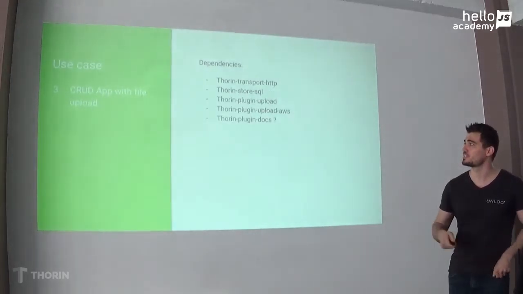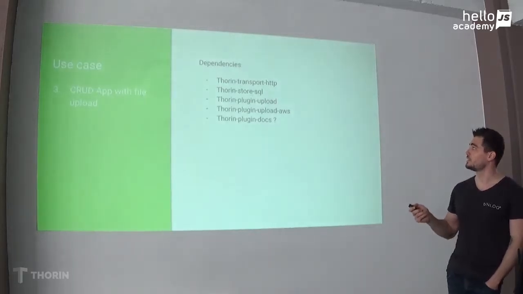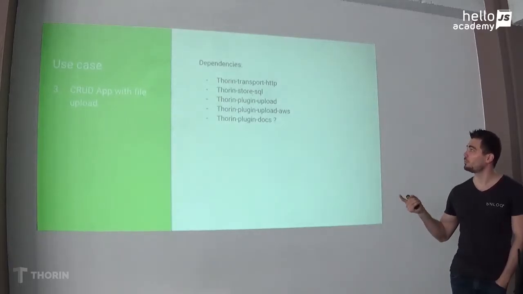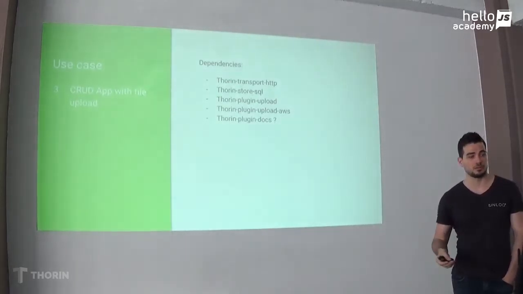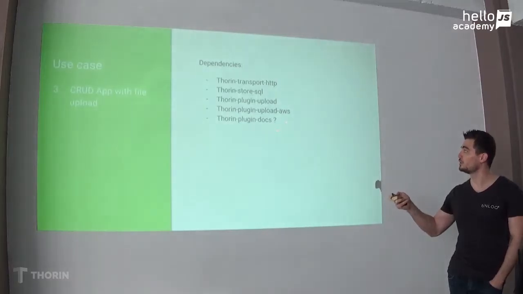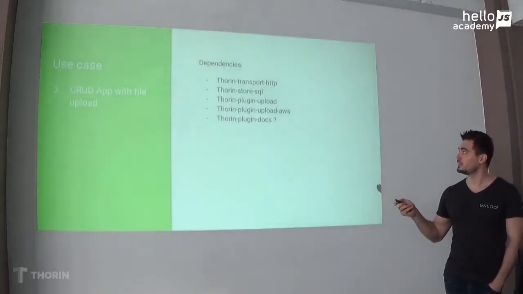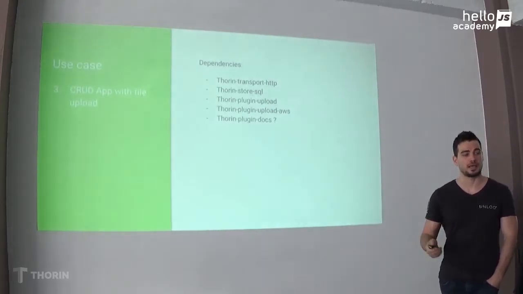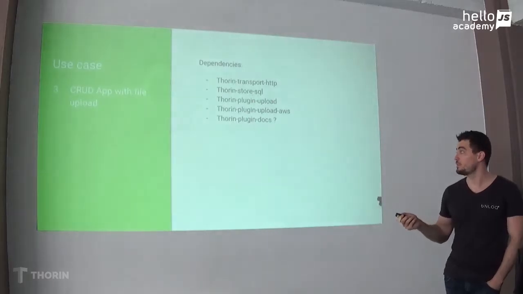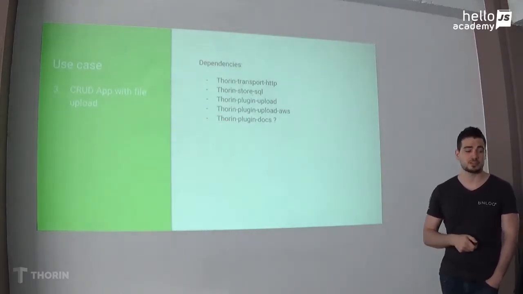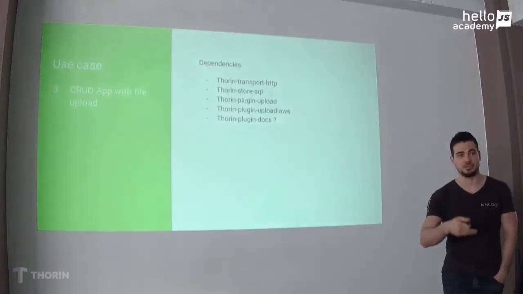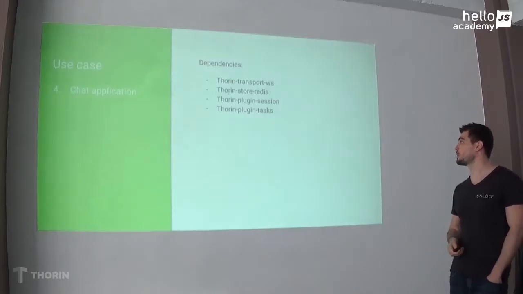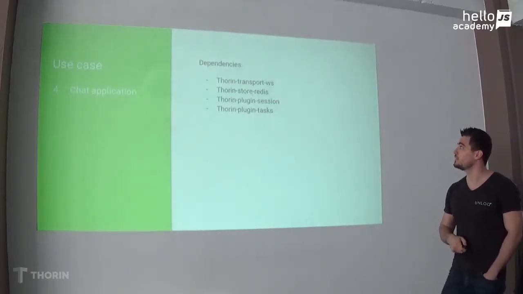The next one would be just a simple CRUD application with file upload. Again, this is the default HTTP transport, SQL store. Then you would use the upload plugin to handle file uploading and then store them on Amazon. We currently have only the Amazon storage, but you can essentially create your own plugin to store them on Google Cloud or just a file system. And maybe you could use the docs plugin so that you have documentation built out for you with all your CRUD actions.